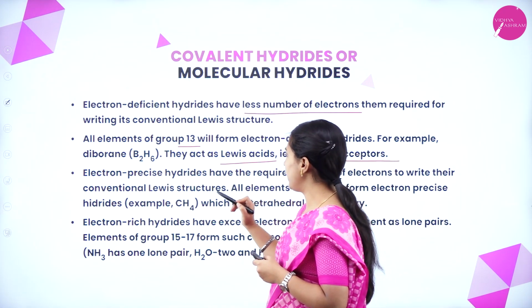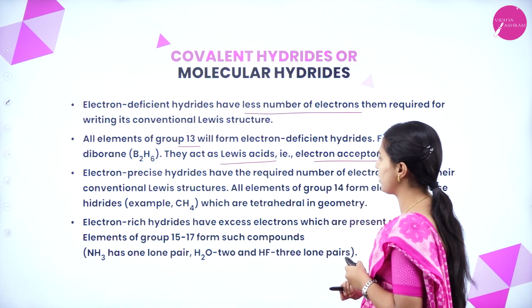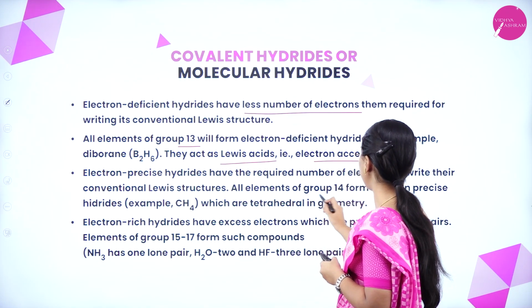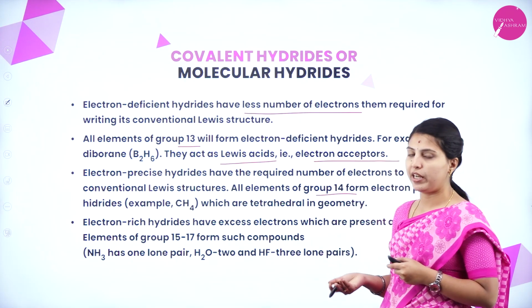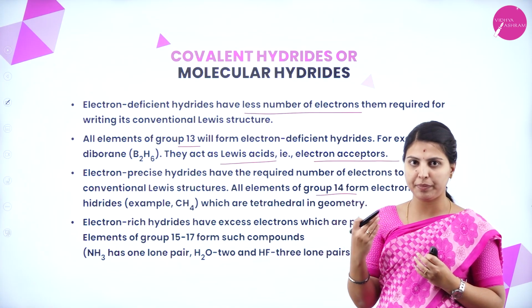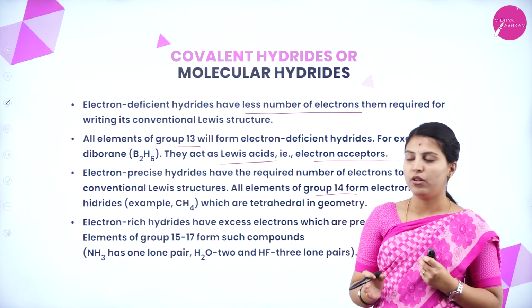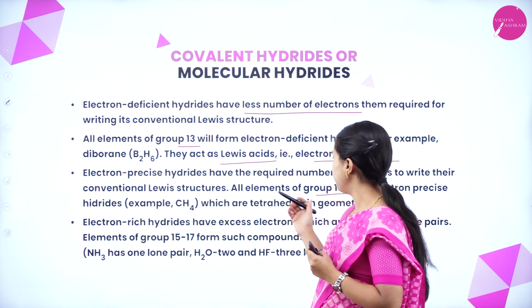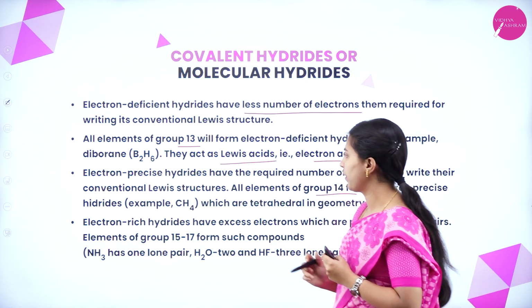Electron precise hydrides have the required number of electrons to write their conventional Lewis structure. All group 14 elements form electron precise hydrides, for example methane, which is tetrahedral in geometry. Precise means that however many electrons should be present, that many electrons will be present in the structure. For example, methane, overall group 14 elements.